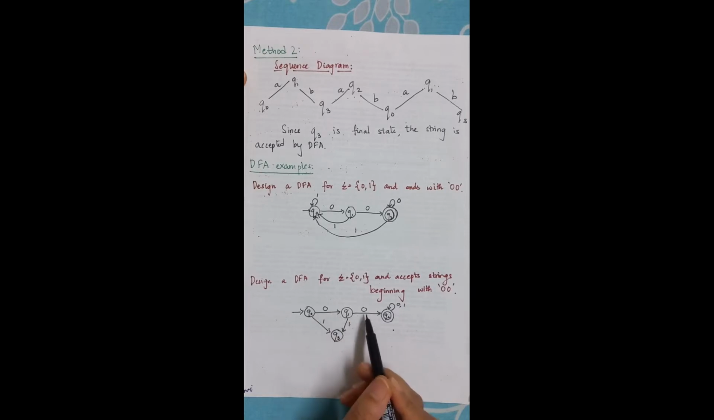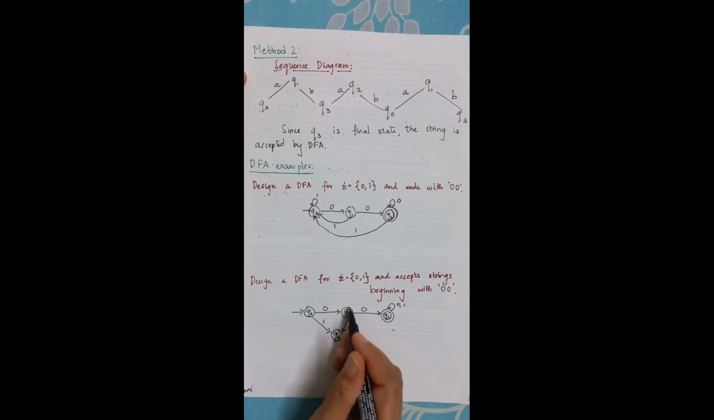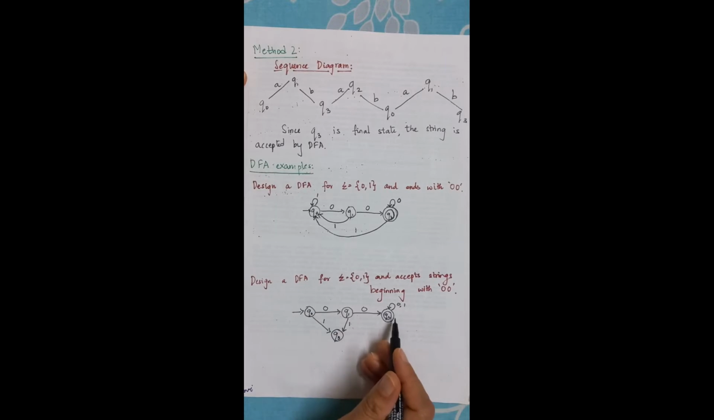Because my aim is to check that the string should begin with 0, 0, post which it can have anything. But if it does not begin with 0, 0, then I take it to a dead state. Now from this dead state, as you can see, there is no coming back. That is, it cannot come back to my main DFA.